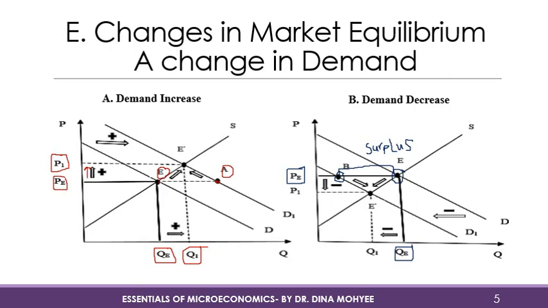This surplus means that the quantity supplied is greater than the quantity demanded at PE. What happens when there is a surplus in the market? We can see that when there is a surplus in the market, the price tends to decline. So the price will decline until we reach a new equilibrium at a lower price and lower quantity, at Q1 and P1.